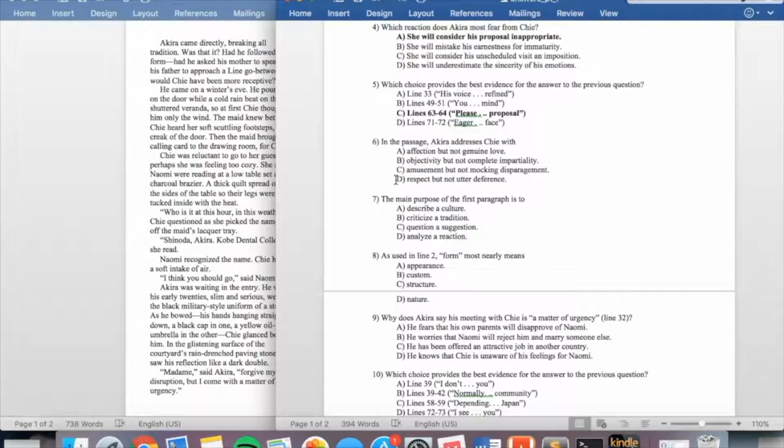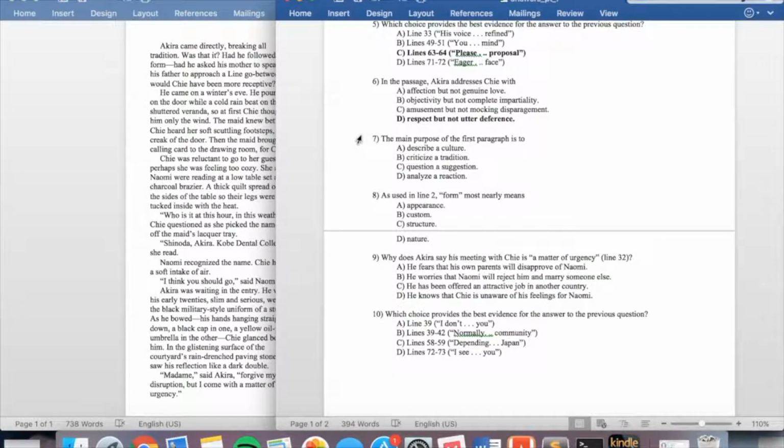And so D, respect, but not utter deference. So he is being respectful here. He's being very calm and kind, but he's not deferring to Chi's wishes. He is very clear that he's going to marry her daughter regardless of her answer. So he's not deferring entirely. Both sides of this answer are correct, so D is the right answer here. All right, question 7 now.